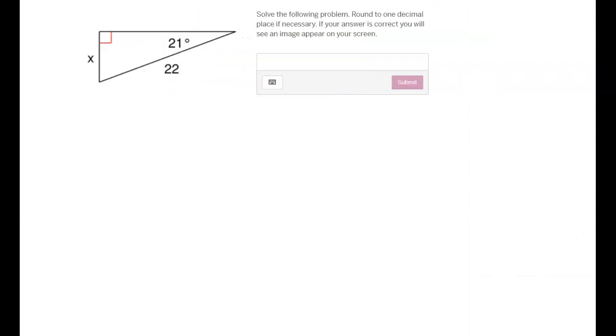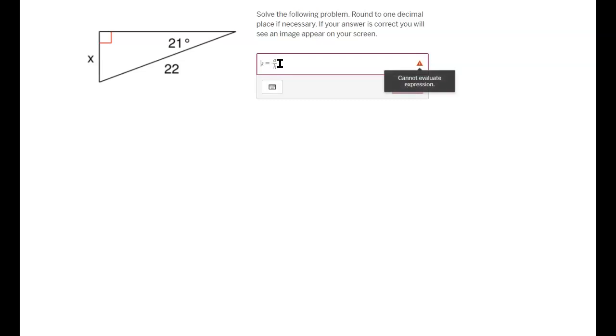Let's do one more just to say that we've got this. So here we have 21 as our theta. We notice that the opposite is x, and then we have the hypotenuse here. So we're not going to use tangent this time. Which one is opposite over hypotenuse? You have to have these memorized. SOHCAHTOA. So we know that it's going to be sine is equal to opposite over hypotenuse.